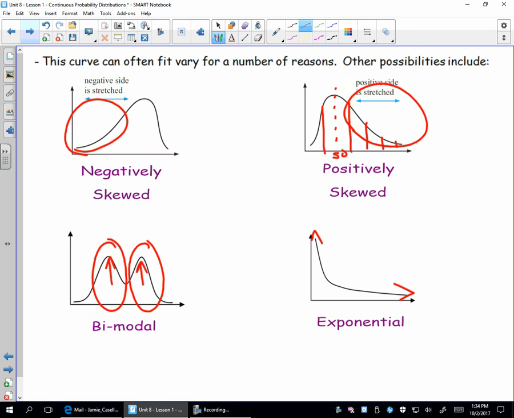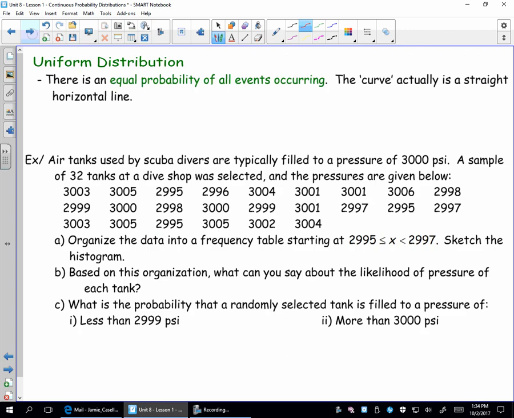Okay, what kind of things do we want to do with this? Well, let's start with the basic one, uniform distribution. We've talked about uniform before in terms of discrete models, rolling a dice, everything's equally as likely. Well, the same thing is true with continuous things. When we graph this curve, the curve turns out to actually be a straight line. So we'll look at an example here.